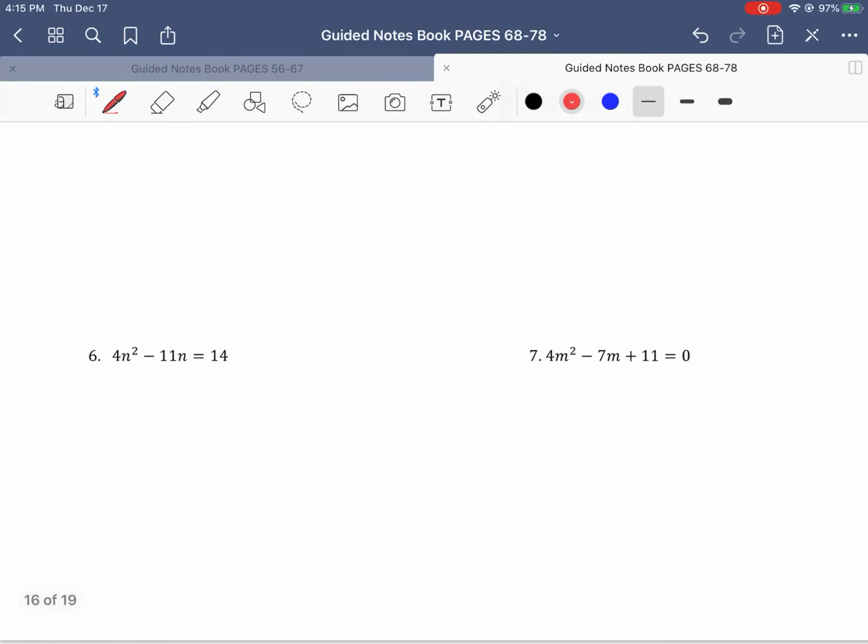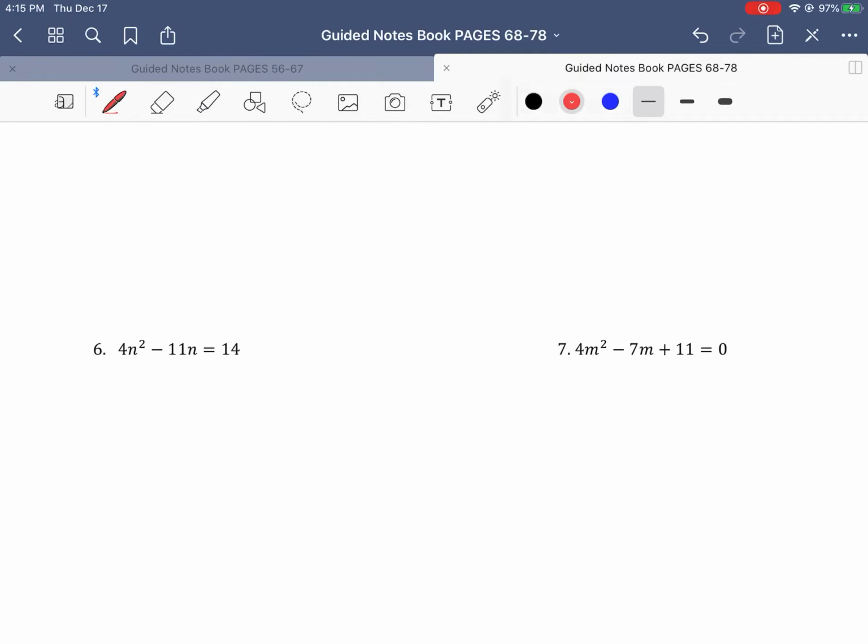Again, I'm going to jump down here to number 6. So on this one, before I identify my A, B, and C, I want to make sure that all terms are on one side. So I'm going to subtract the 14 over. Once I have that over there, I can identify that my A value would be a +4. My B value would be a -11. C would be a -14.